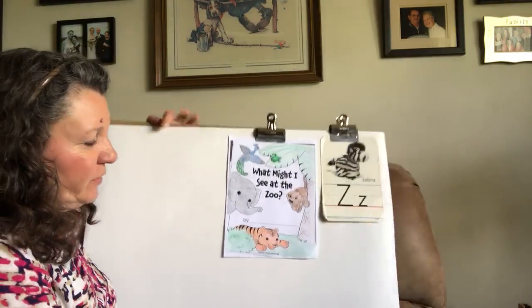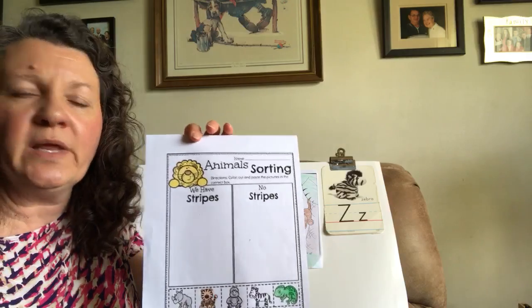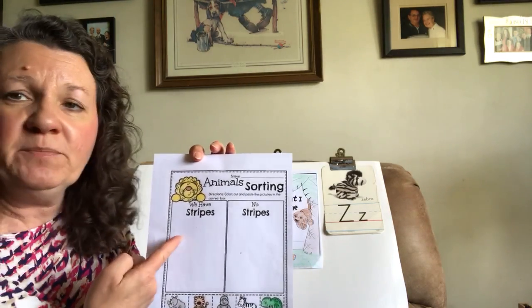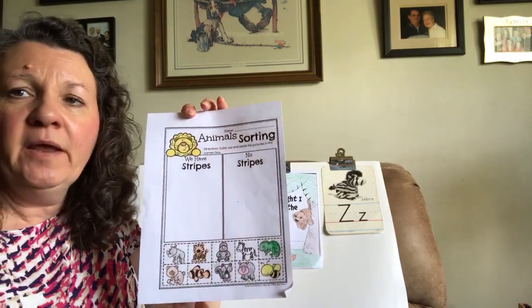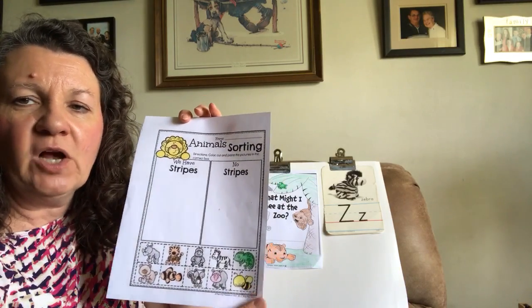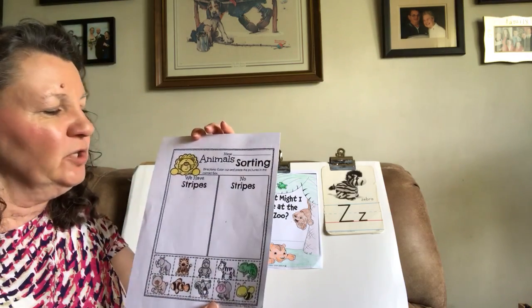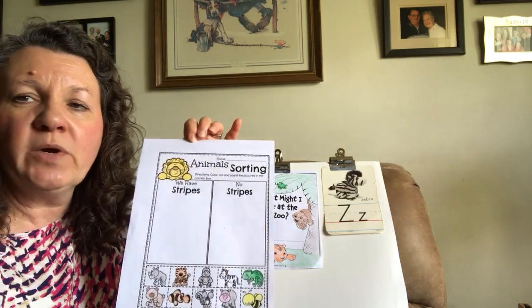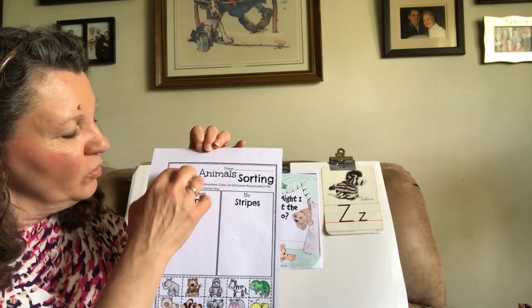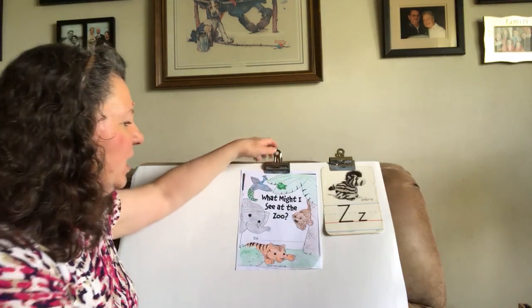And another thing we're going to do is we're going to take this paper here. We're going to be sorting animals that have stripes and animals that don't have stripes. Now, I colored my paper in, and if you want to color it in, that's fine. If you don't want to color it, that's fine too. Okay, I already colored mine, so I'm going to show you what we're going to do with this paper. We're going to be sorting, putting all the animals that have stripes on this side and the animals that don't have stripes on that side.